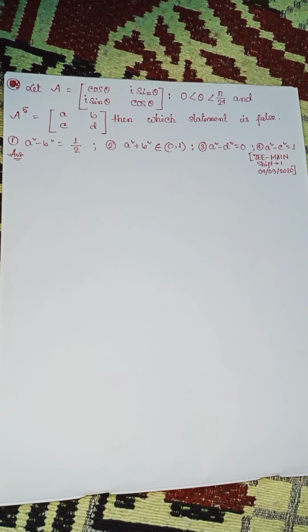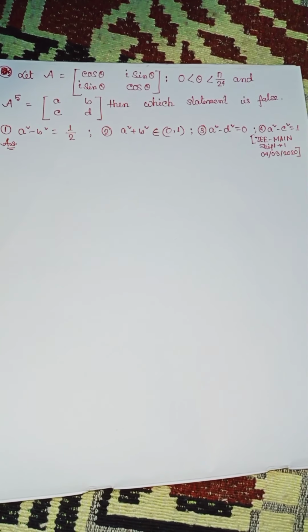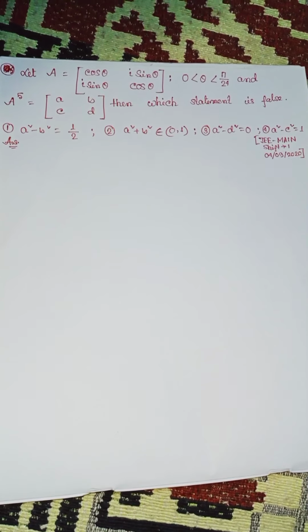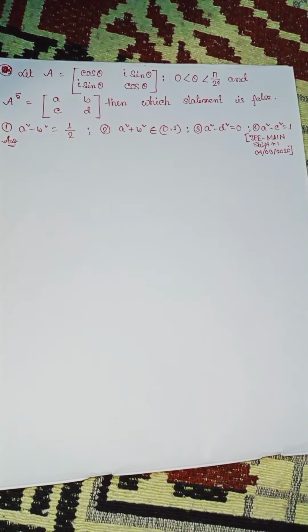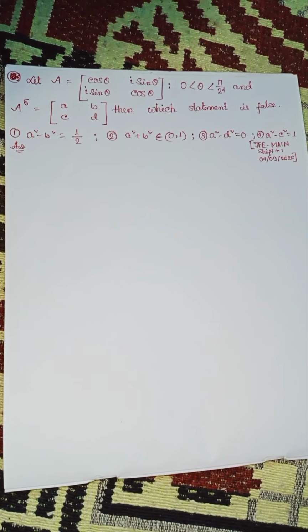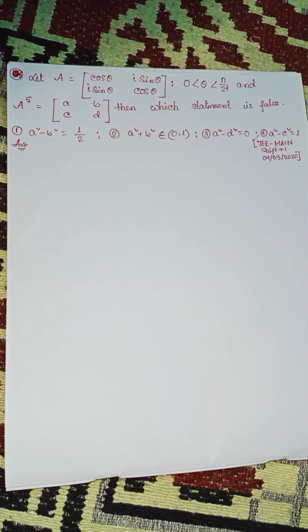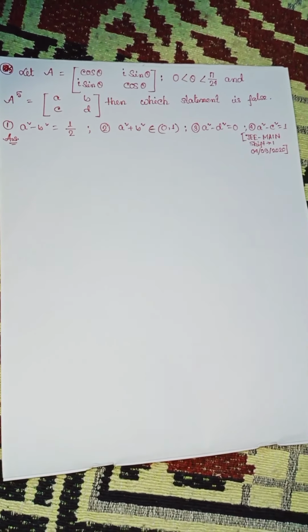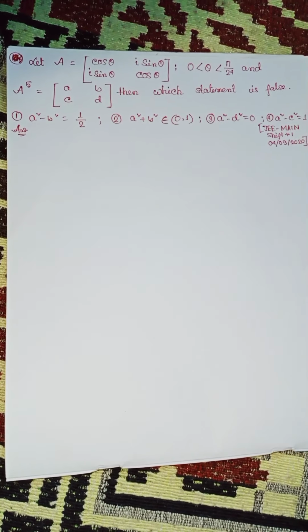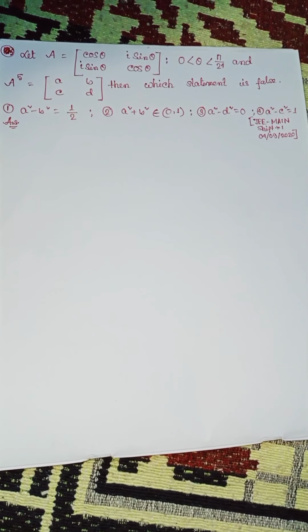Today we solve JEE Main Shift 1, 4th of September 2020, question number 5. Let A be a matrix with entries cos theta, i sin theta, i sin theta, cos theta, where theta lies between 0 and pi by 4, and A to the power 5 is equal to the matrix a, b, c, d. Then which statement is false here? The question is in the house of matrix, and it's a memory based question, and we want to know the false statement.